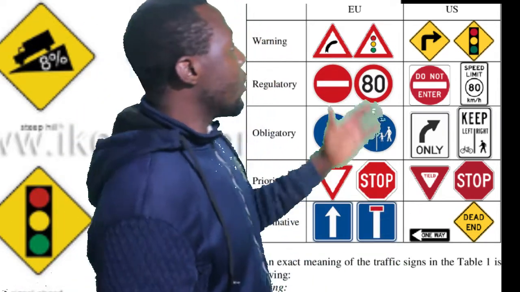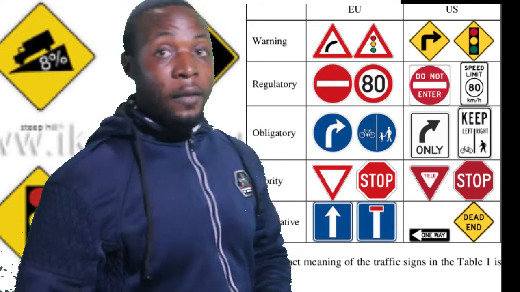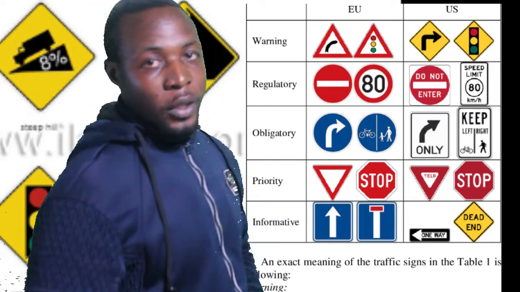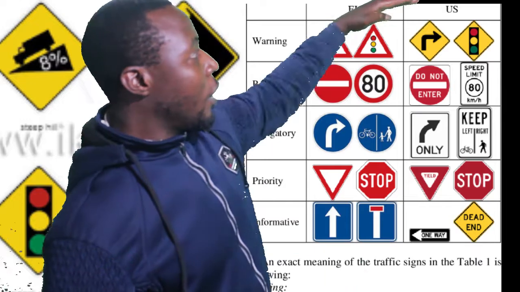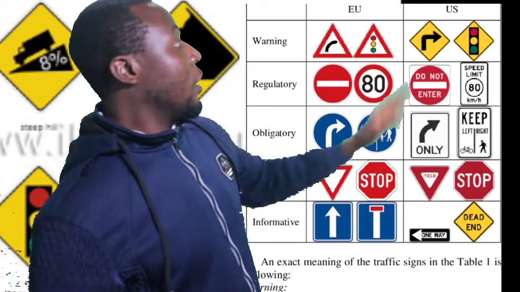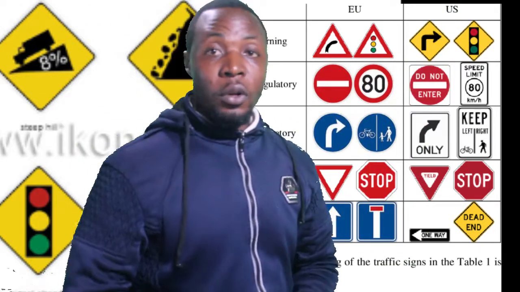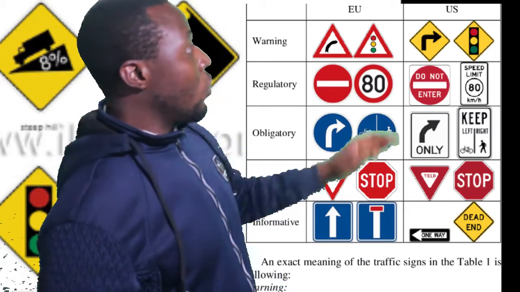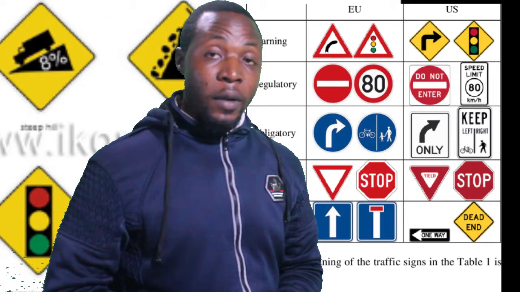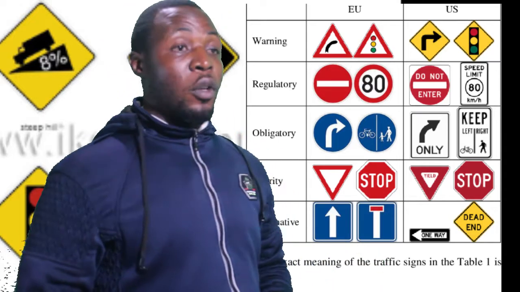So looking at the structure of the road signs, we say in the road signs we have three kinds of road sign. Looking here, those are the types of road sign we can see in Europe, and we can see the road signs in the US. Wherever you are, you just have to know the shape of the road signs in your country.